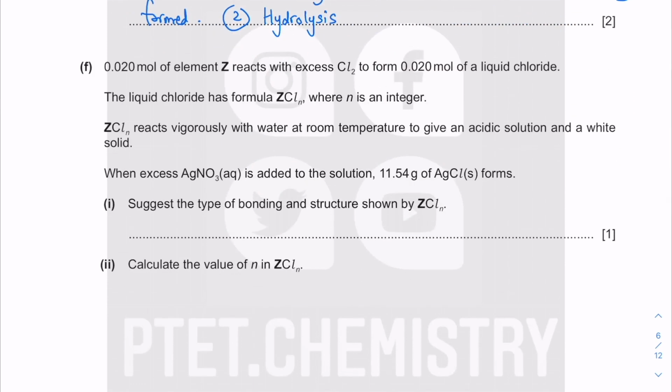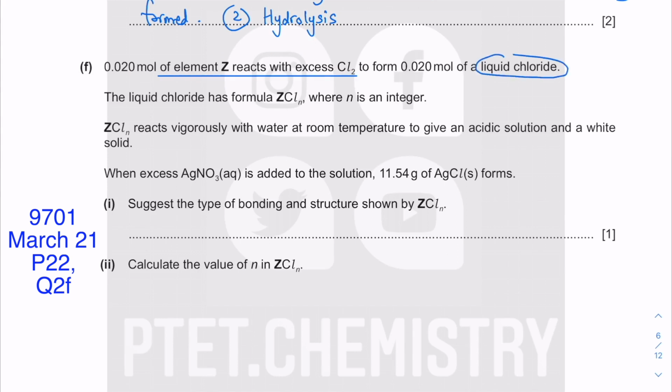Okay, I've got some calculations here. So I've got element Z. I have this much mole of element Z. It reacts with chlorine and I get a liquid chloride. This liquid chloride is ZCl2.